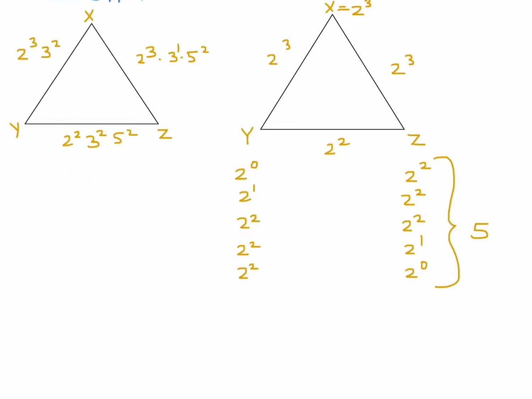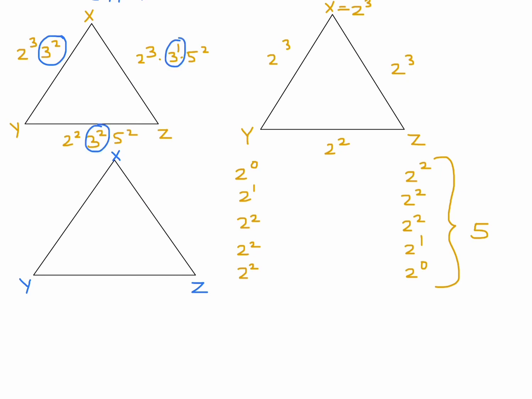Let's move on to the next one. The next one will be talking about 3's. So here's x, here's y, and here's z. And now I've got to put 3 to the power of 2, 3 to the power of 1, and 3 to the power of 2, like that. So 3 to the power of 2, 3 to the power of 2, and 3 to the power of 1. So obviously z is equal to 3 to the power of 2, meaning 3 to the power of 2 is part of z. That's pretty obvious. Now I've got to figure out x and y.